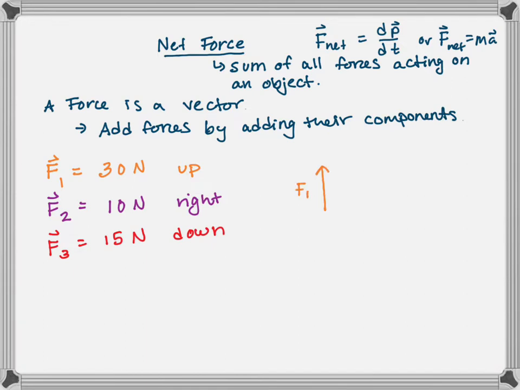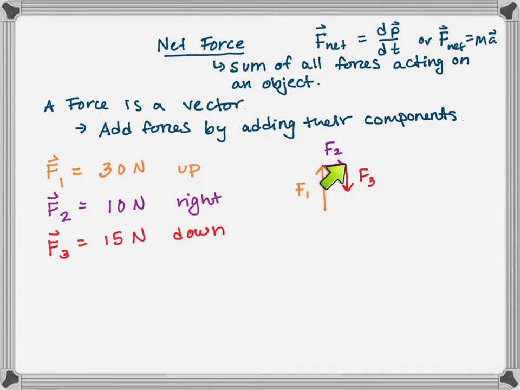So the first step is often to draw this out if you can, especially if it's a two-dimensional thing. It's nice to draw it out to visualize it and see it. So here I've drawn force 1 and it's 30 newtons up. So I have an arrow pointing up with a certain length. We'll call that length 30 newtons. Force 2 is 10 newtons to the right. So it's a shorter arrow. It's only about a third of the length of force 1 and it's to the right. And force 3 is down 15 newtons. So it's about half the length of that force 1 that we saw.